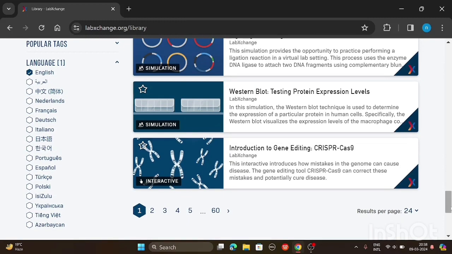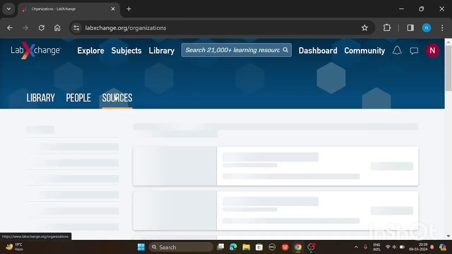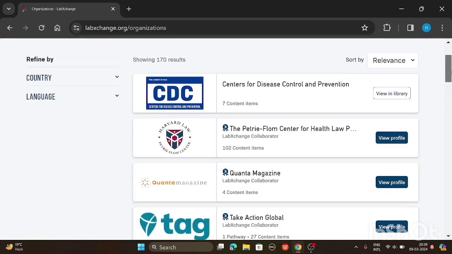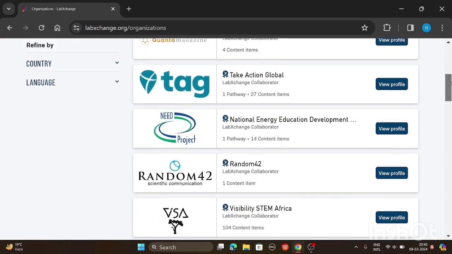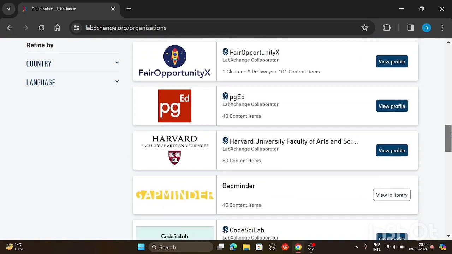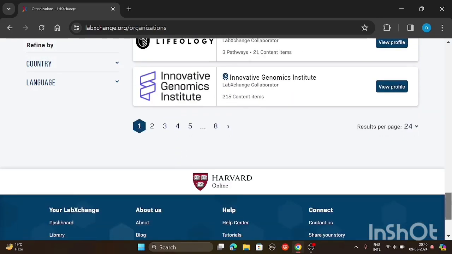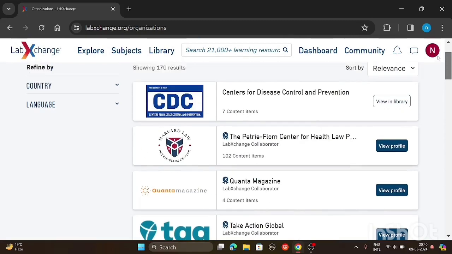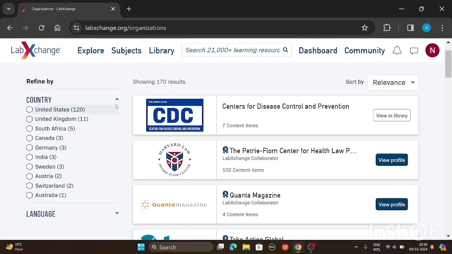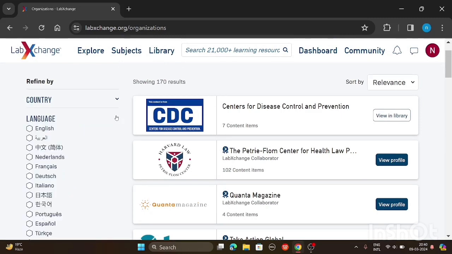So you can see the list of languages for which content is available, and then you can go to the sources which have contributed to this. It is showing 170 sources: CDC, Harvard, and so on. We have seen all of this: BioBuilder, Harvard, Amgen Foundation. And then you can filter them by country, United States and UK, and then by language.